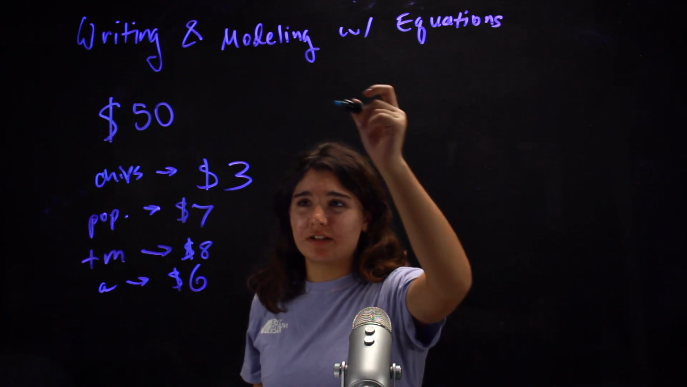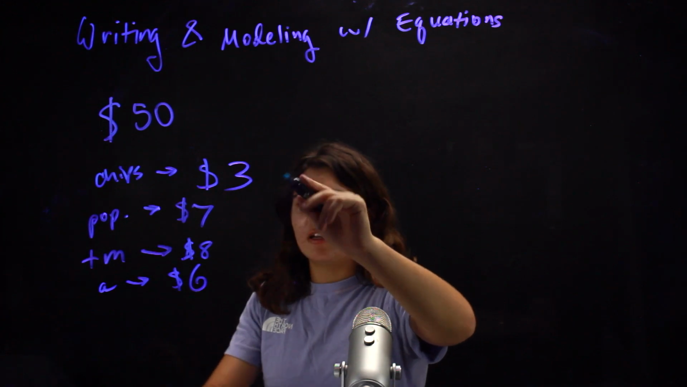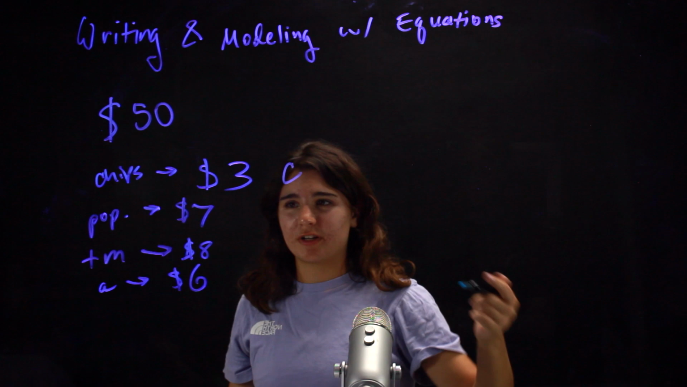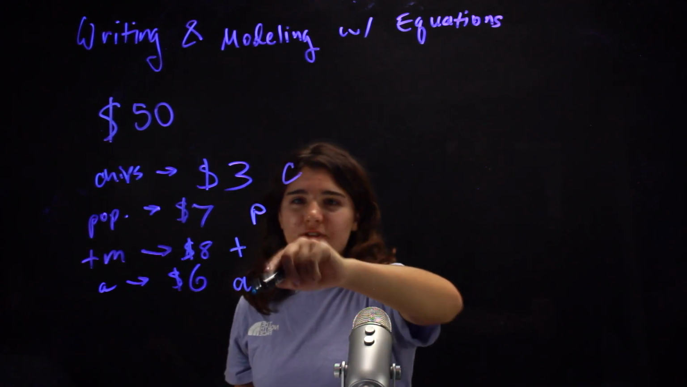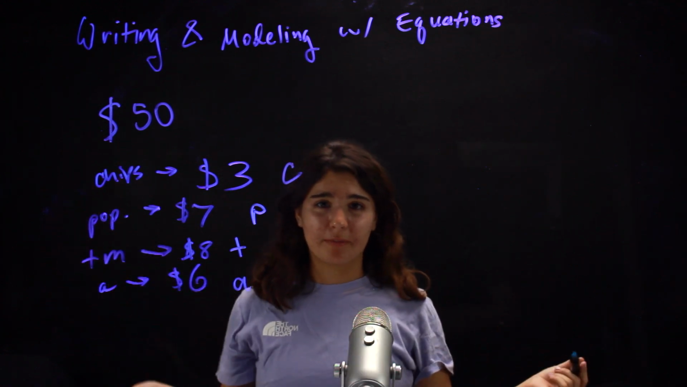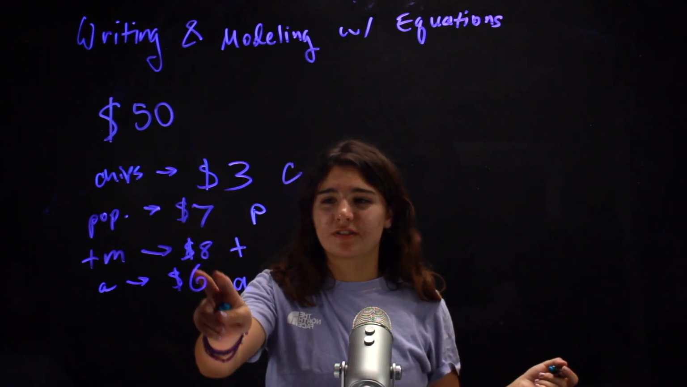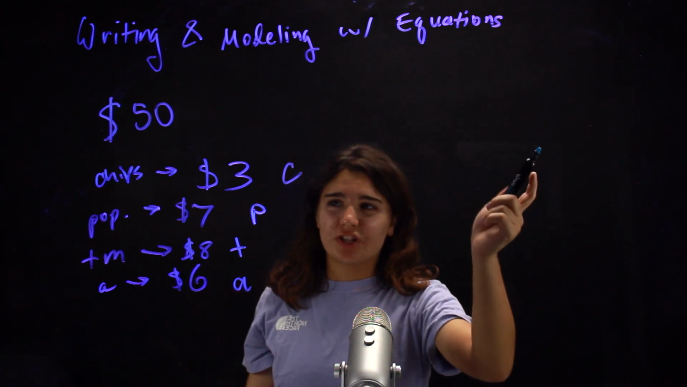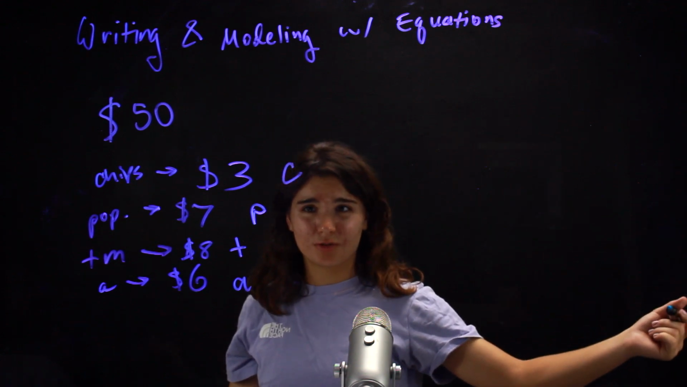And that's what we're going to assign to variables. So we're going to let the number of chips that we're going to get equal the variable c. That's going to represent how many chips we're going to get. Popcorn is going to be p, trail mix is going to be t, and apricots are going to be a. So these are all the variables associated with how many of each of these things we're going to buy at the store. And because we know what each of these things costs, if we got 2 bags of chips, that would be 3 times 2, which means it would cost $6 total.